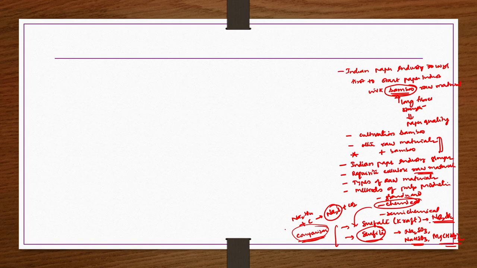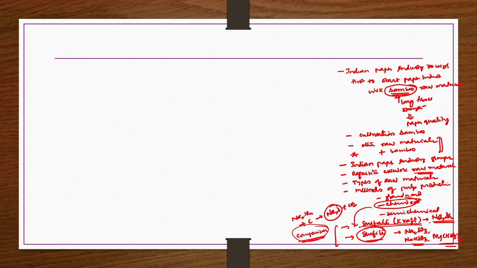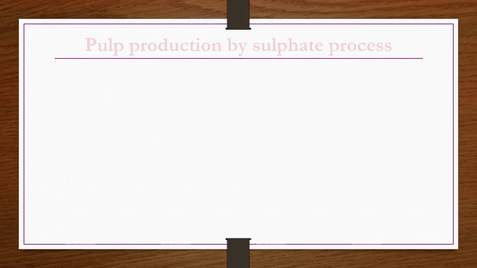Then we started discussing the production of pulp by the sulfate process, in which there are 5 important steps, out of which 4 steps we have already discussed. Now today we are going to the 5th step. However, before going to the 5th step of the sulfate or Kraft process, we are going to have a recapitulation of those 4 steps once again.